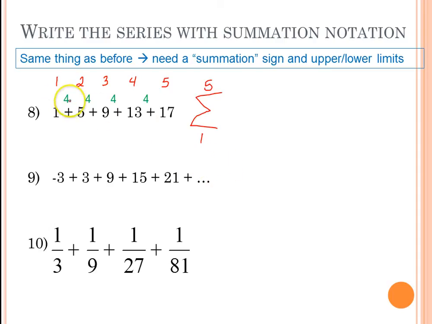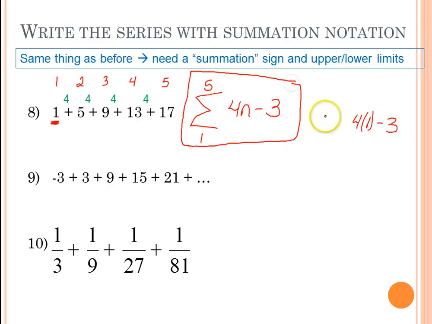Remember from yesterday, we're going up by 4 each time, so that's like my slope, 4n. But if I were to plug a 1 into that, it would be 4 times 1. I need to start at 1 though. So what do I have to do with this to get me to 1? I need to take 4 and subtract 3. So 4n minus 3 would be my equation. So there's your equation with your summation. Okay, let's look at the next one.